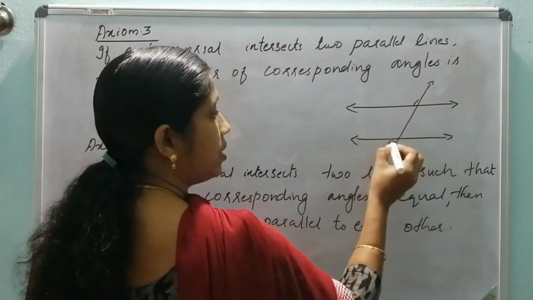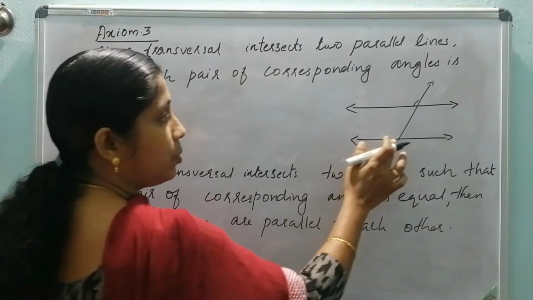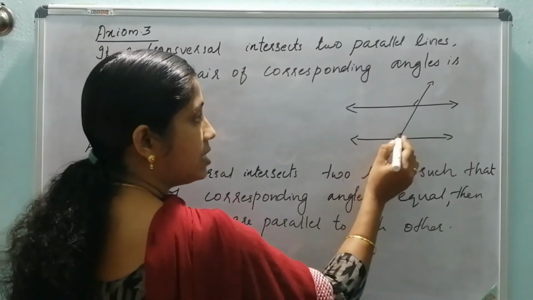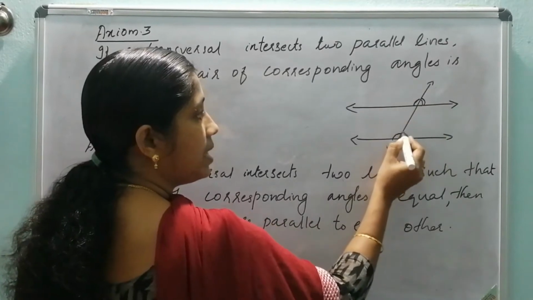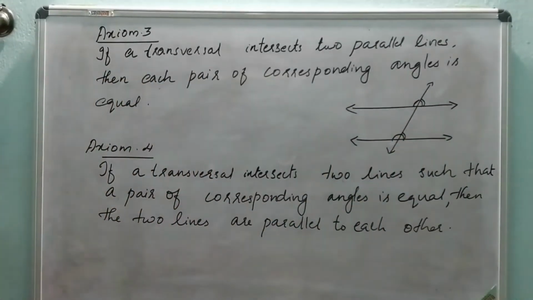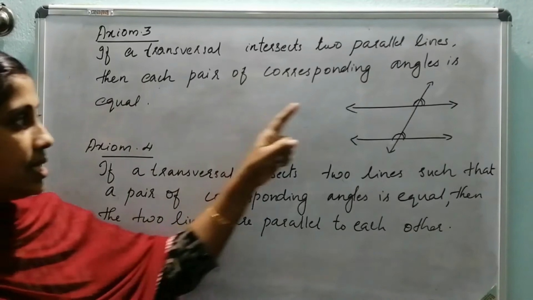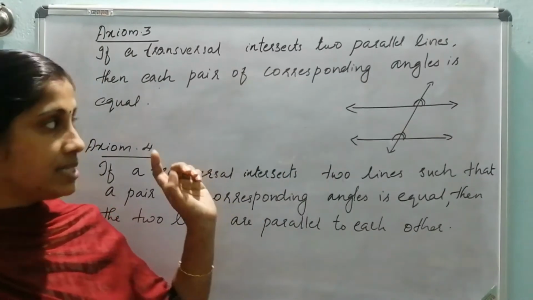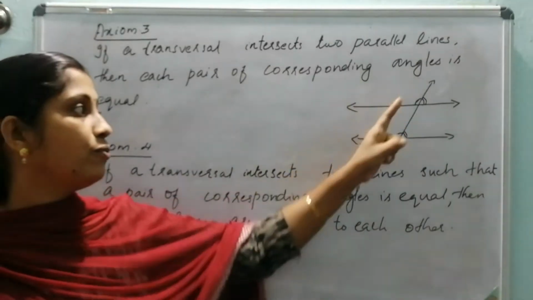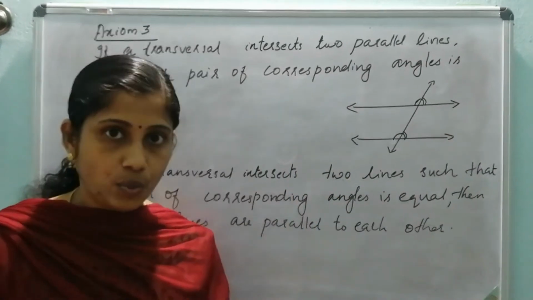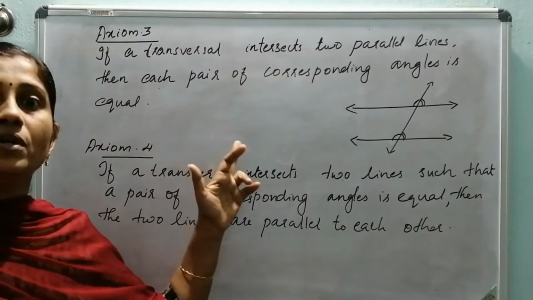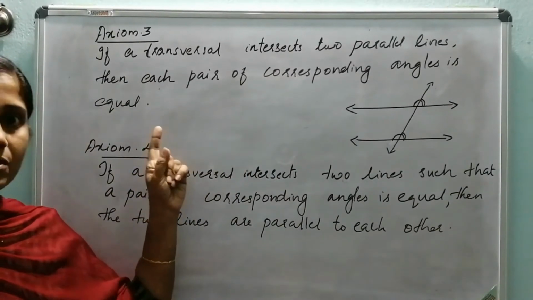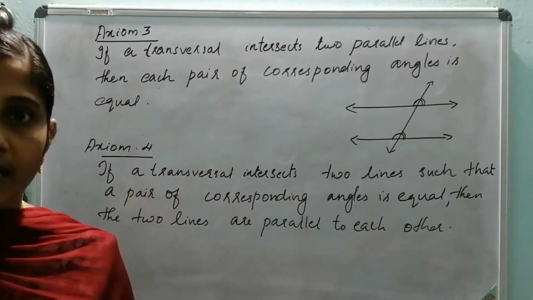Then the corresponding angles will be equal, each pair of one inside and one outside. Each pair of corresponding angles will be equal. That is axiom 3 here: if a transversal intersects two parallel lines, then each pair of corresponding angles is equal. This axiom is also called the corresponding angle axiom.